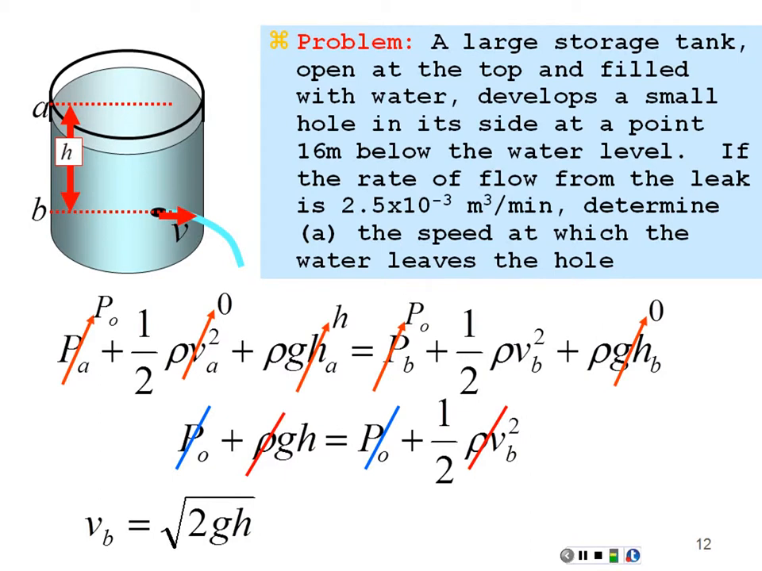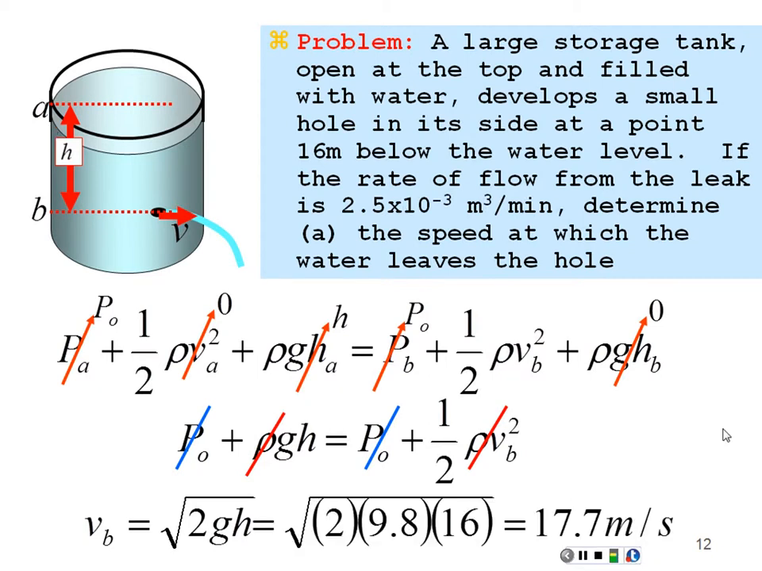Where have you seen that before? We saw that when we have a conservation of energy problem. We start from rest and we fall to a lower height, distance h below. Our velocity at that lower height is the square root of 2gh. It works here for water or for liquid as well. So the velocity of B is going to be the square root of 2gh. That's going to be the square root of 2 times 9.8 times 16 meters, 17.7 meters per second.